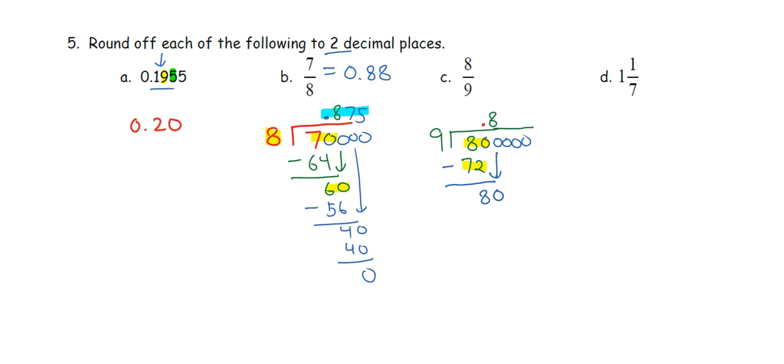9 goes into 80 about 8 times again, so that'll give you 72. And if you take the difference, you get 8 again. And if you bring down another 0, you'll notice that you keep on getting 80. So if I continue this problem, I would just get 8, 8, 8 repeating on forever. So if I round this to 2 decimal places, just take a look at the third spot over, which is an 8. 8 is bigger than 5, so you would round this to 0.89. And that would be the answer for 5C.